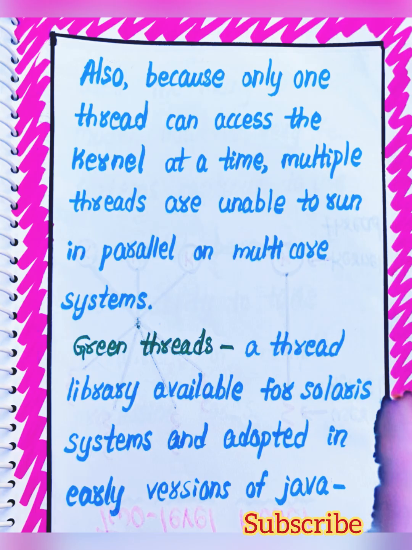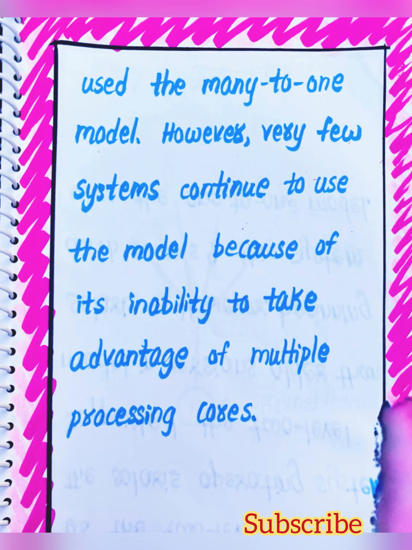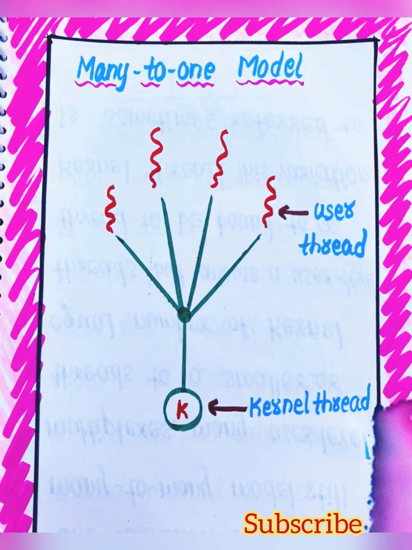Green threads, a thread library available for Solaris systems and adopted in early versions of Java, used the many-to-one model. However, very few systems continue to use the model because of its inability to take advantage of multiple processing cores. Many to one model: user thread, kernel thread.